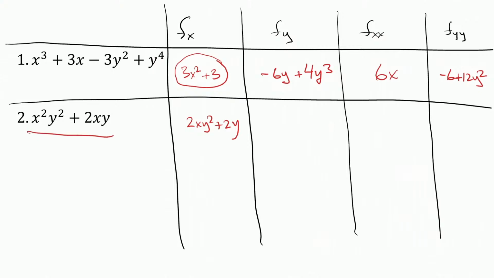So Tyler, what do you get there? 2yx squared plus 2x. There's some symmetry there, isn't there? Okay, next we'll do the second derivative with respect to x.